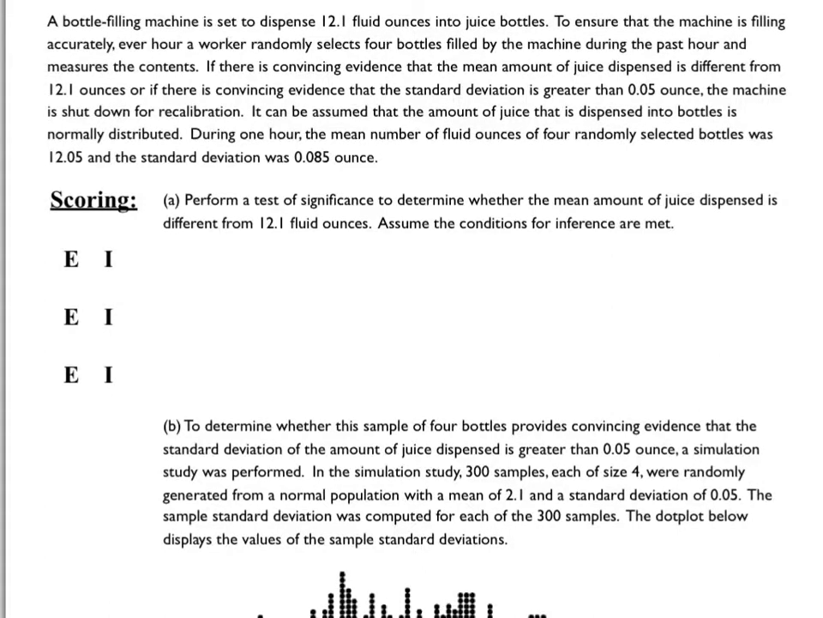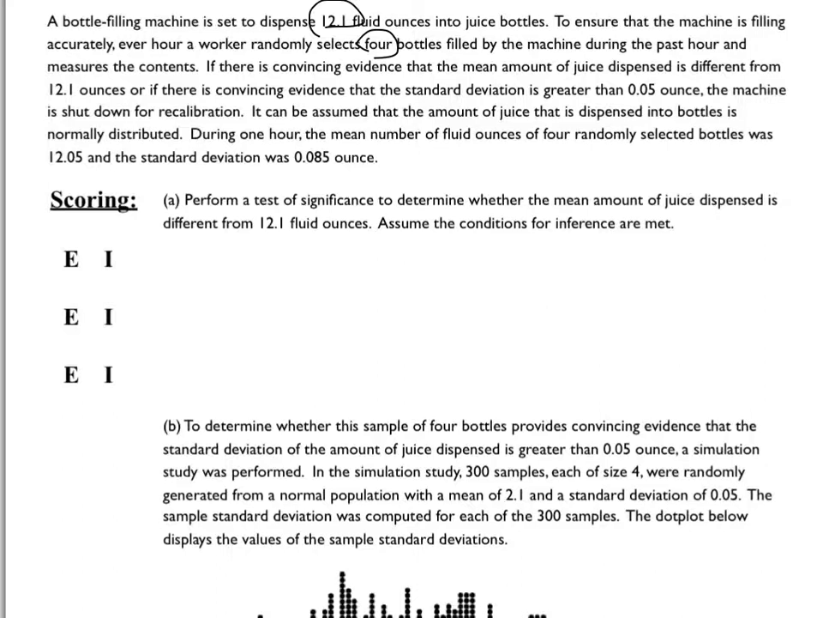In this first AP problem, we have a bottle filling machine that we are working with, and we're going to eventually perform a test on this. It says the bottle filling machine is set to dispense 12.1 fluid ounces into juice bottles. We're going to circle that right away. To ensure that the machine is filling accurately, every hour a worker randomly selects 4 bottles filled by the machine during the past hour and measures the contents.